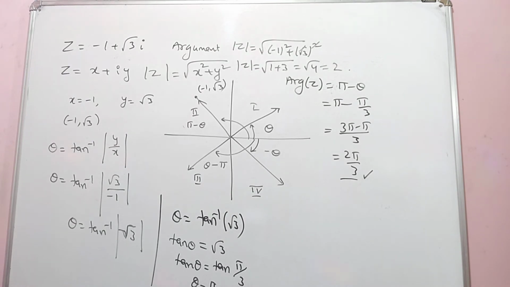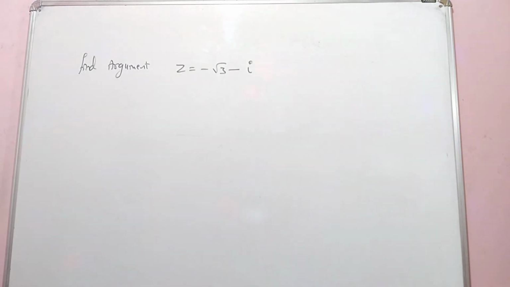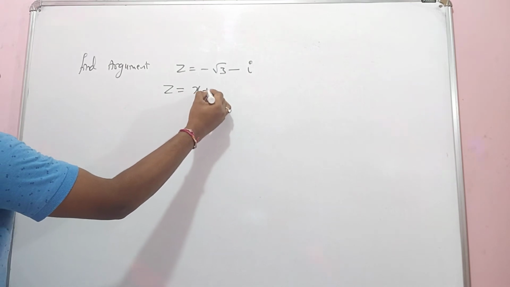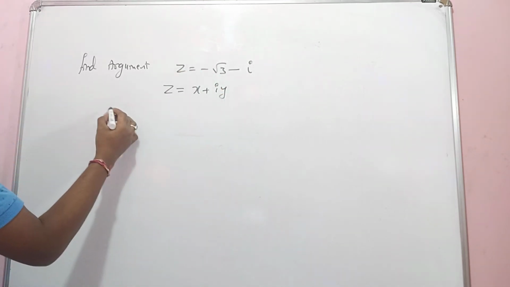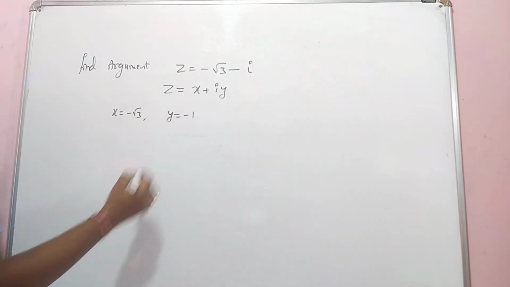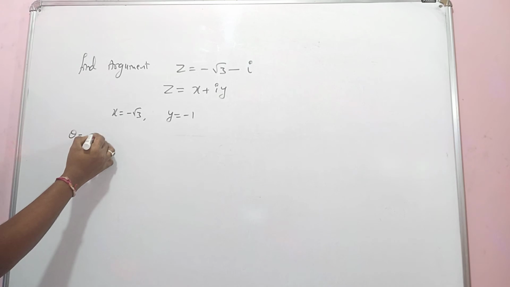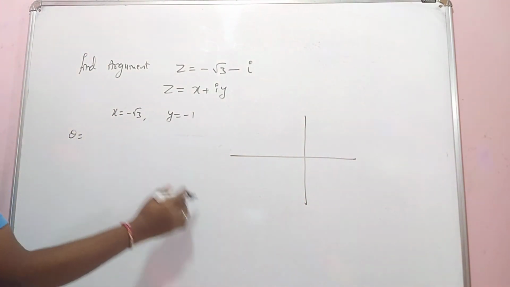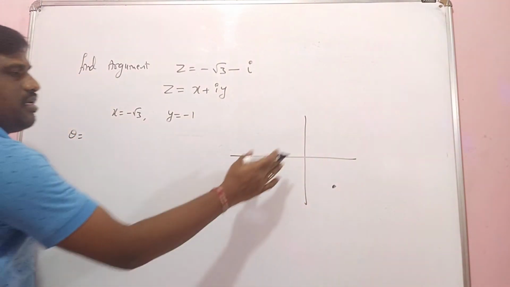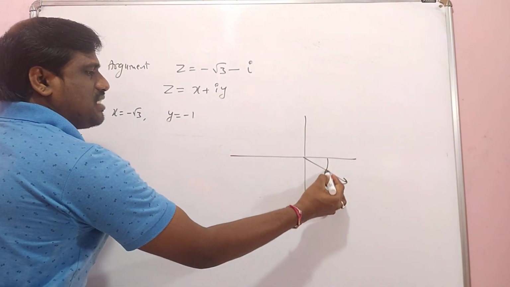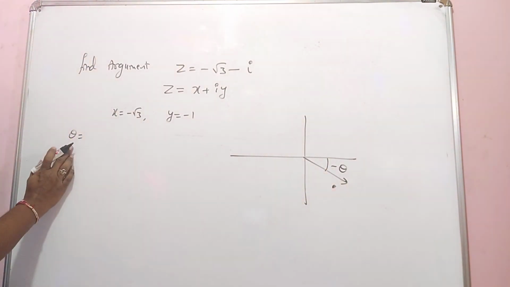Let's see one more. Let's find the argument of this complex number. Compare it with x plus iota y. The value of x will be minus root 3. The value of y will be -1. Then what is theta? Consider where the point lies: it is in the third quadrant, because x is negative and y is negative. It means in this quadrant the answer is theta minus pi. So first find the theta.